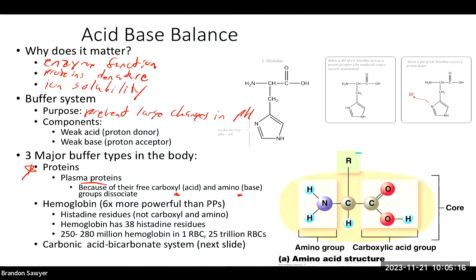All right. The reason why this is so powerful is just because we have so many of them, right? We have 250 to 280 million hemoglobin in a single red blood cell, and then we have 25 trillion of these red blood cells, like we talked about last time. So extremely powerful buffering by hemoglobin. And then this one we just talked about, our number 3 there, the carbonic acid bicarbonate buffering system.